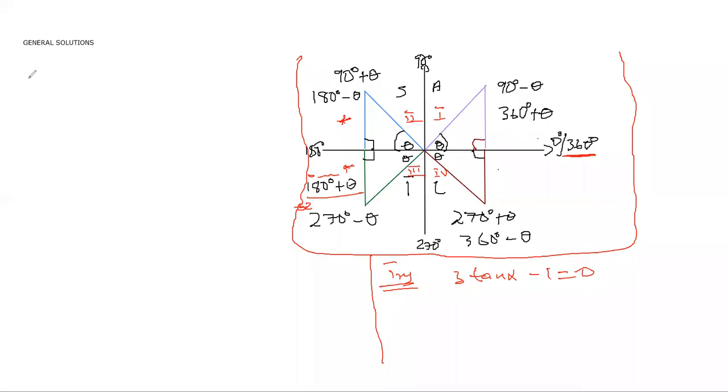I left you with an exercise to do. I hope you have tried that and not given up. 3 tan alpha minus 1 equals 0. First of all, we have to put this in standard form. So that's going to be 1, and I divide by 3 both sides. Tan alpha is 1 over 3.